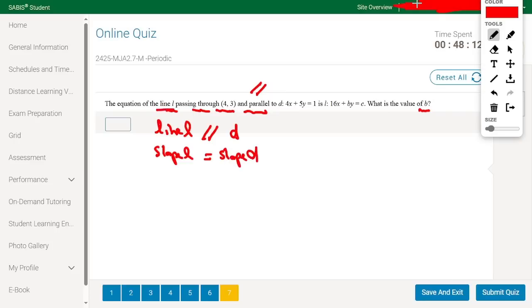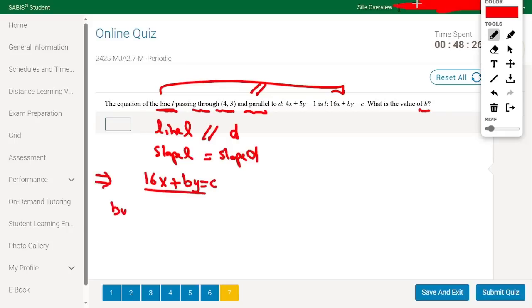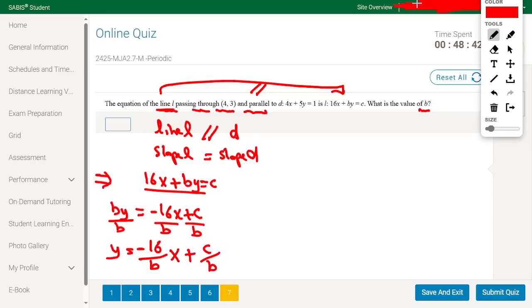Now let's see the line L equation. It's 16x plus by equal to c. So let's arrange the line form. We'll have by equal to minus 16x plus c, divide by b, divide by b, divide by b. So y will equal minus 16 over b x plus c over b. So this is the slope of the line L.